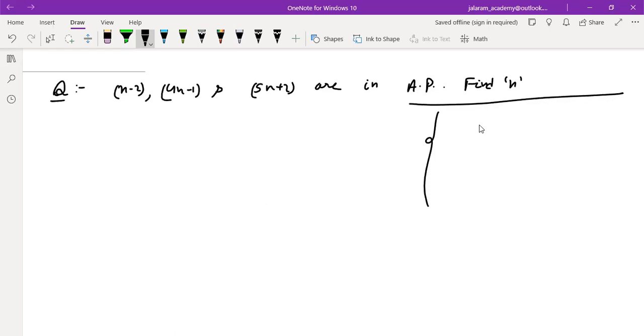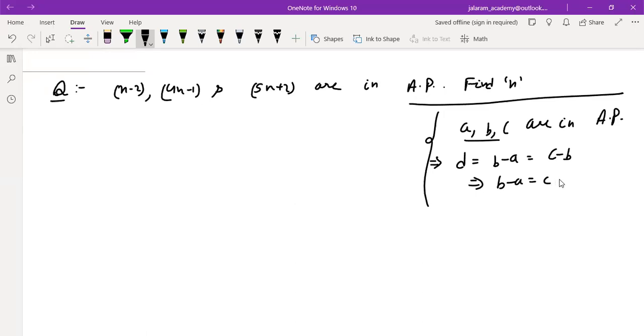So for this, in your notes, write this. If A, B, C are the three terms of an AP, what is the meaning of this statement? What will be the common difference? B minus A equals C minus B. If you transfer two B's to the same side and the remaining to the other side, it gives 2B equals A plus C. Is that clear to you?